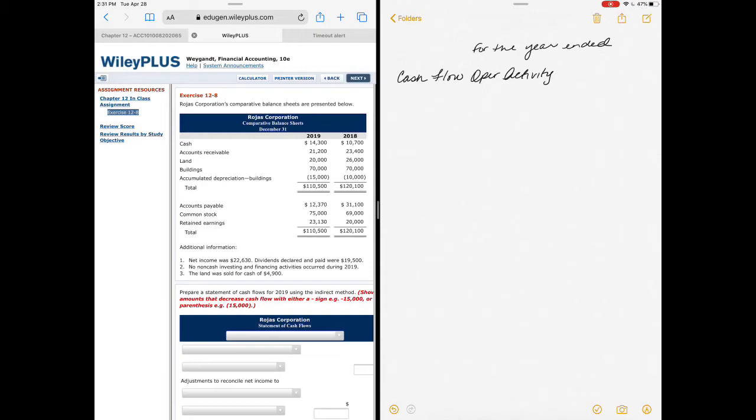Because this is the indirect method, I'm going to start with my net income. My net income is given to me in number 1 below. My net income is $22,630. Now I'm going to go through my adjustments, and they want you to label everything out. So we're going to put in net cash provided by operating activities.